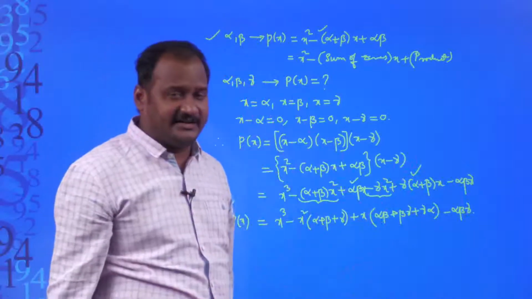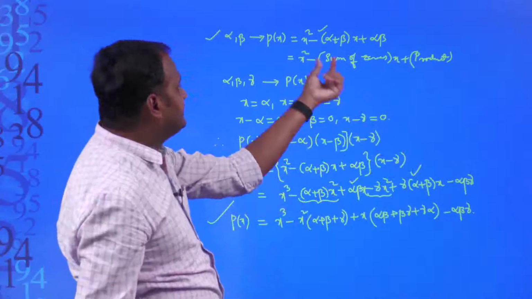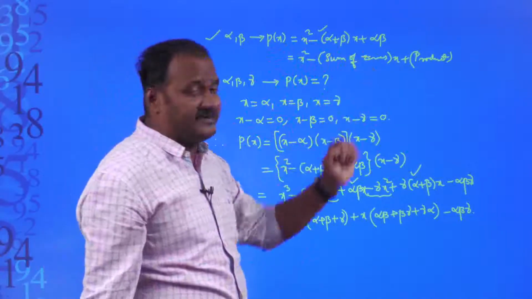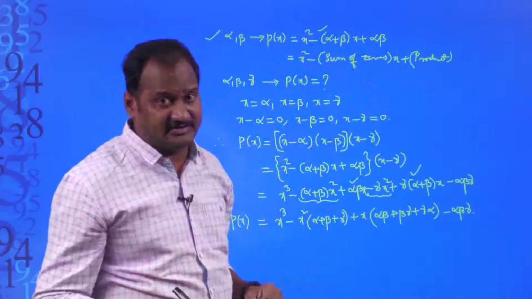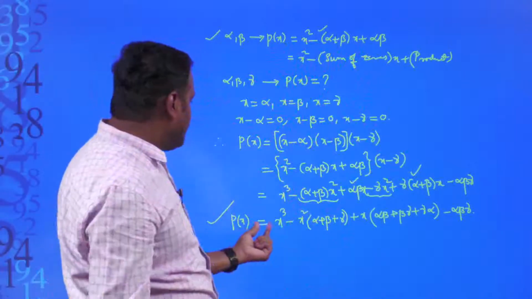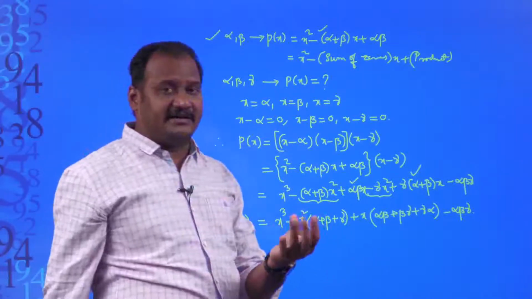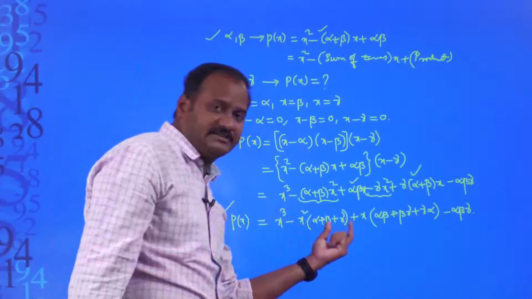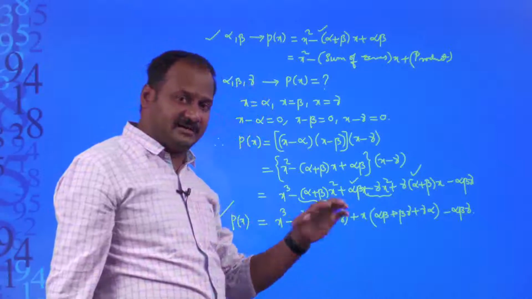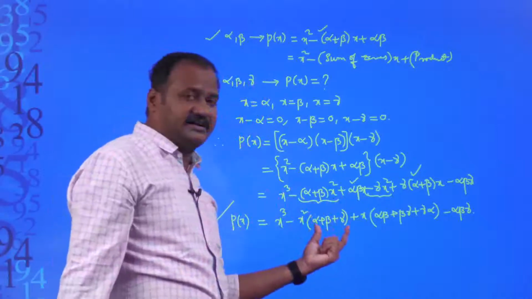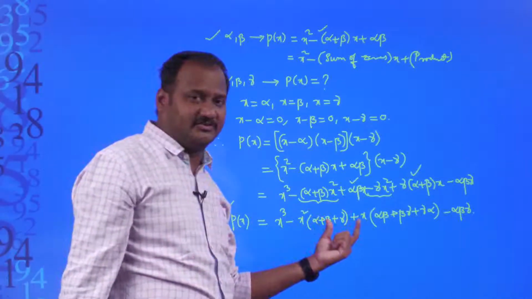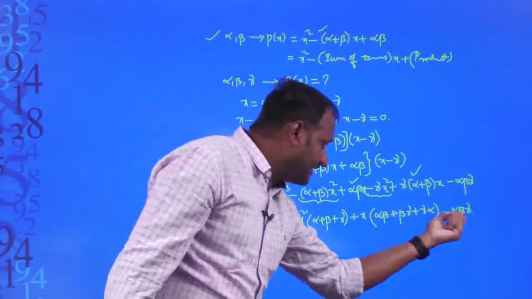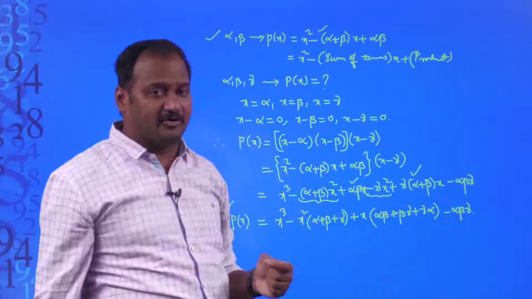Since alpha and beta are the zeros, we can call alpha plus beta the sum of the zeros, as well as alpha into beta the product of the zeros. Now, for this polynomial, alpha, beta, gamma are the zeros. So, what do you call this alpha plus beta plus gamma? Since they are zeros, alpha plus beta plus gamma is the sum of the zeros, as well as alpha into beta into gamma, obviously the product of zeros.